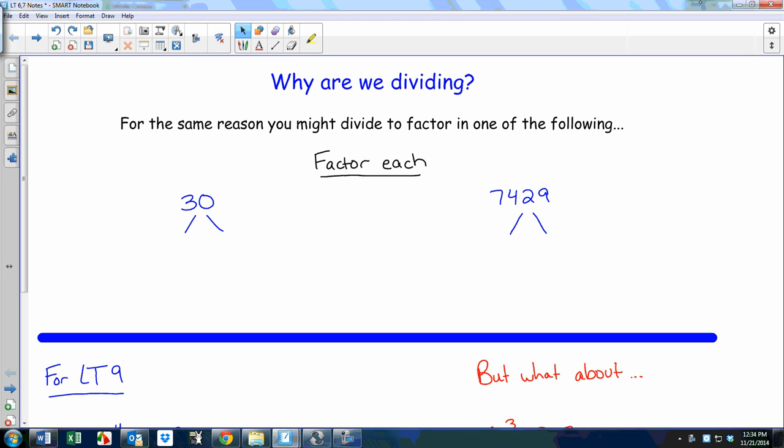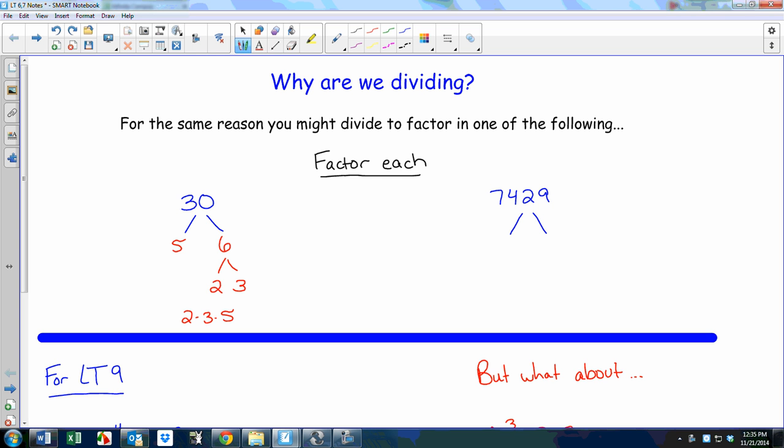All right, in learning target 6 and 7, we're dividing, and I wanted to take just a second to explain why we're dividing first with a couple examples here. Factoring 30 and 7,429. Factoring 30, you already did in the room here. You either did 6 and 5 or 3 and 10 or whatever you did. Eventually, when you factored it all the way down, it was 2 times 3 times 5. Agree? And you did that with factoring because you knew the factors.